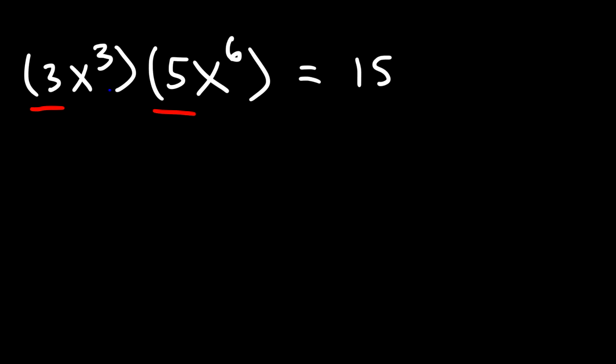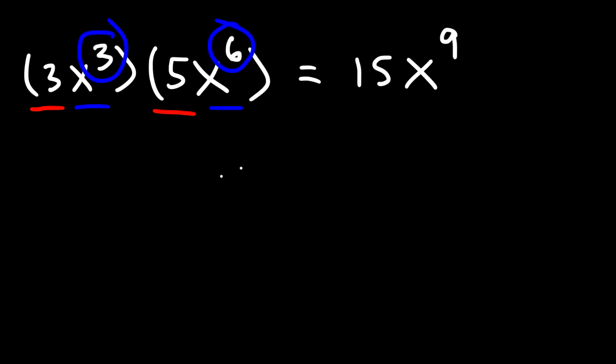Next, we need to multiply the variables: x cubed times x to the 6th power. And we know that we can do this by adding the exponents. So 3 plus 6 is 9. So our answer is simply 15 times x raised to the 9th power.